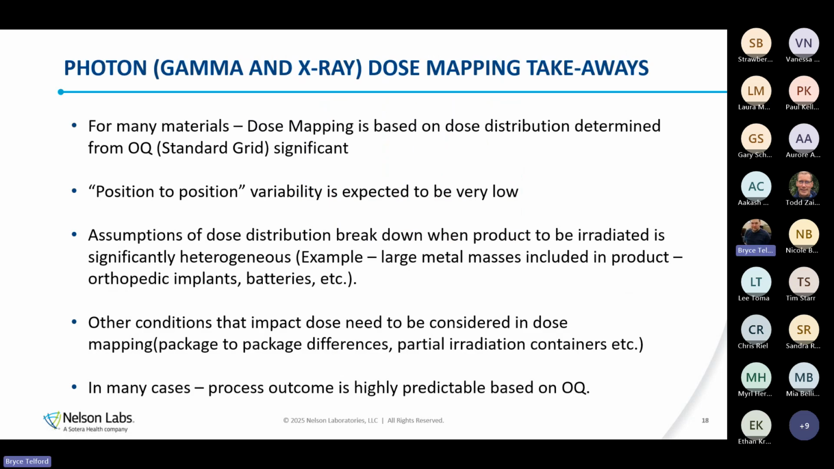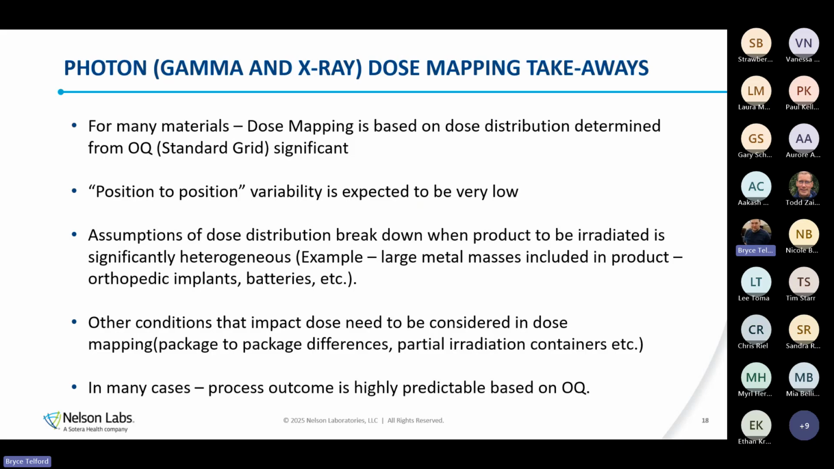So some of our dose mapping takeaways. First, we'll talk about photons, so our gamma and X-ray. For many materials, dose mapping is based on the dose distribution, which is just a standard grid. So we can tell the variability from position to position. Also, because of just how consistent it is, it does allow us to make some basic assumptions about how heterogeneous or homogeneous the product needs to be.